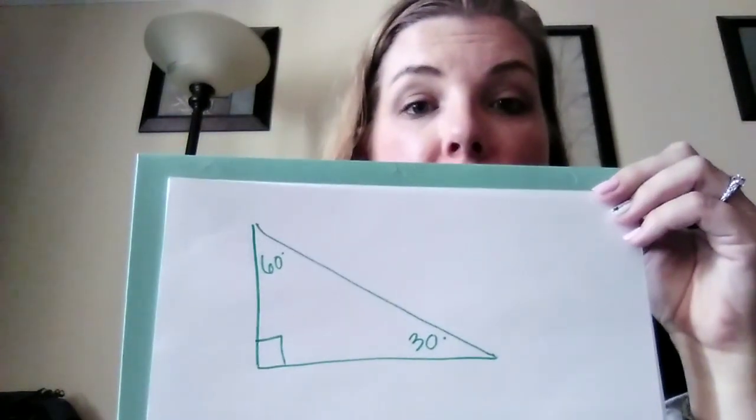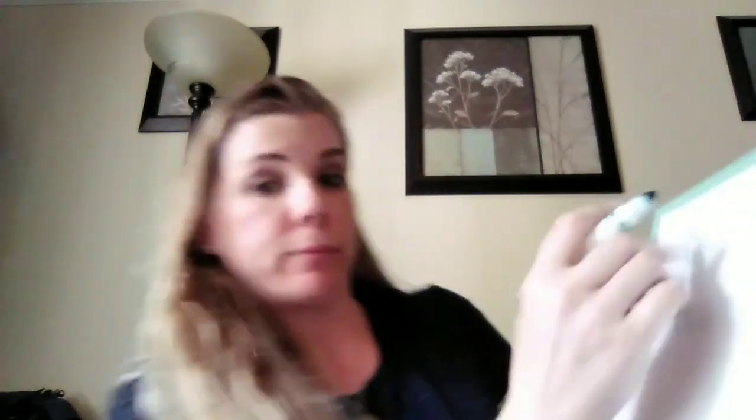A special right triangle is a triangle that has special angles in it. They're always going to be right triangles. So you're going to have a right triangle that has a 30, a 60, and a 90. Like that. 30, 60, 90. Okay? Now, let's see if I can do this.